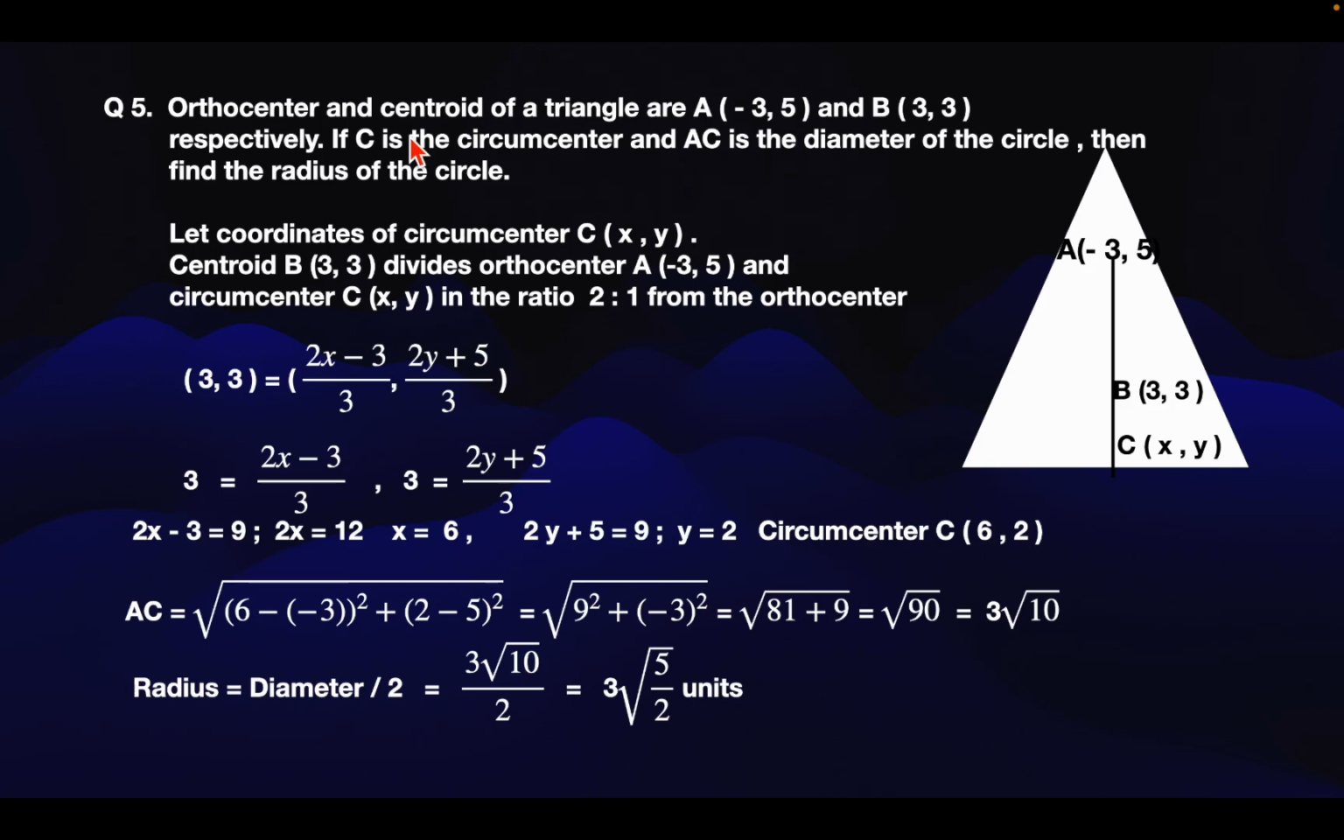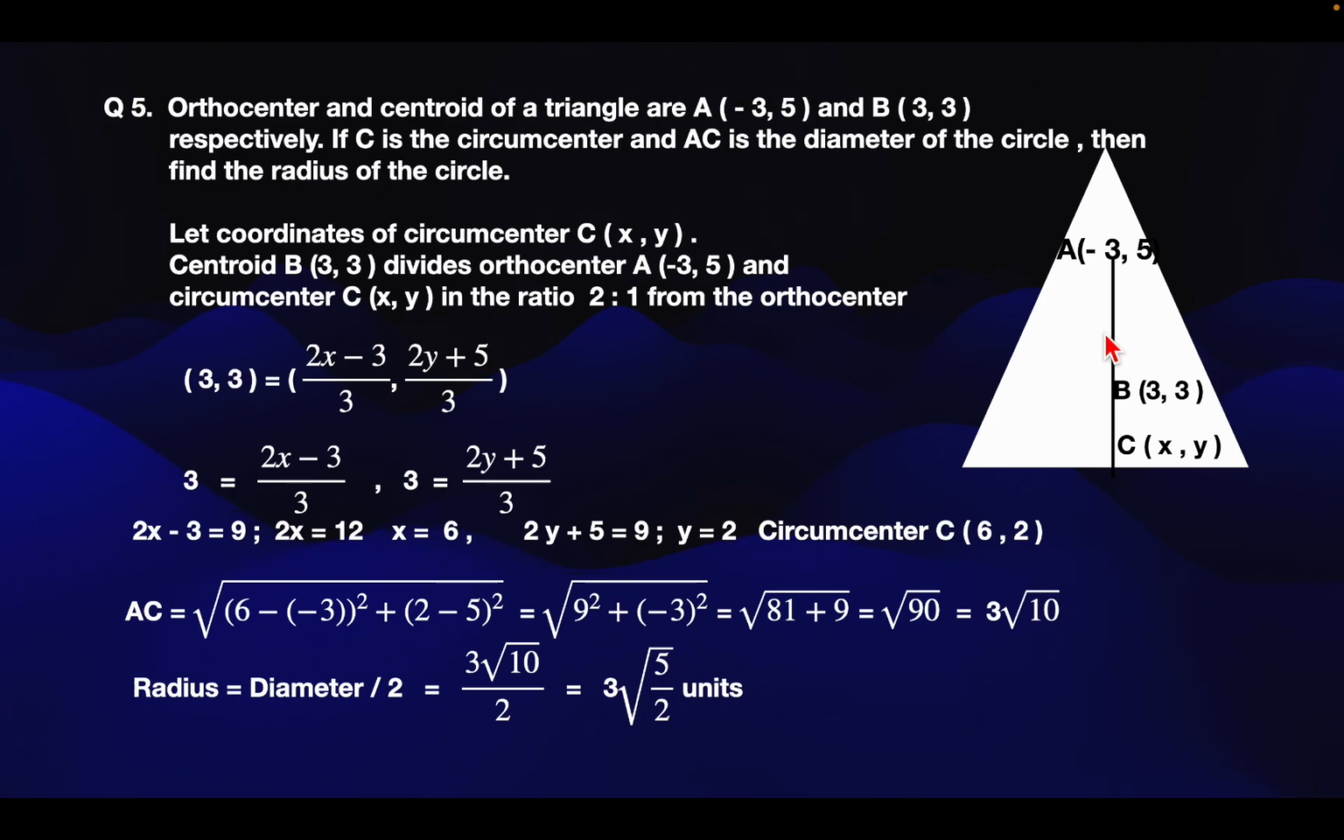Question 5. Orthocenter and centroid of a triangle are A, B respectively. If C is the circumcenter and AC is the diameter of the circle, then find the radius of the circle. So here there are 3 terms given: orthocenter, centroid and circumcenter. Now the rule to remember is, in any triangle, orthocenter, centroid and circumcenter will lie on the same line. That is, they are collinear except for an equilateral triangle. So here in this sum, they have given us the coordinates of orthocenter, centroid and circumcenter.